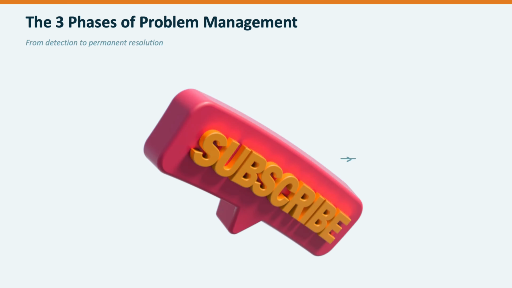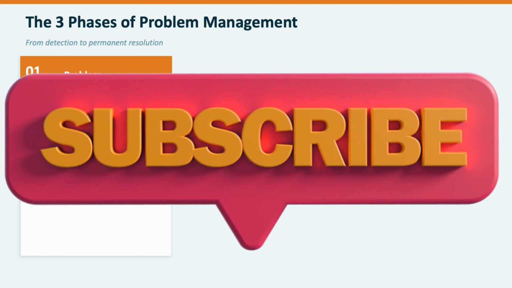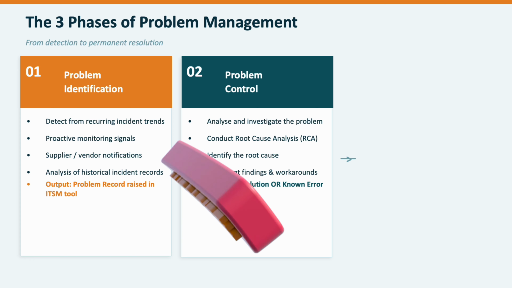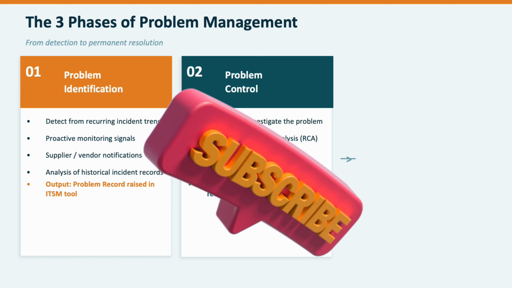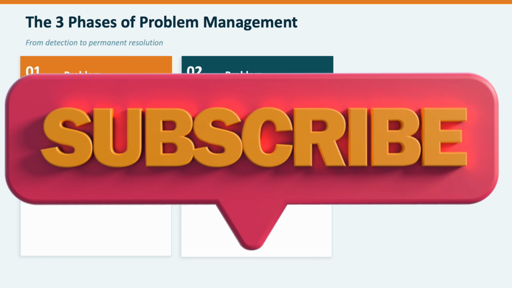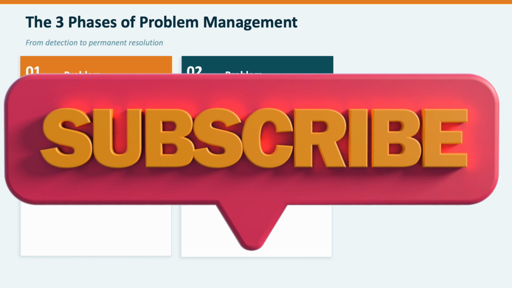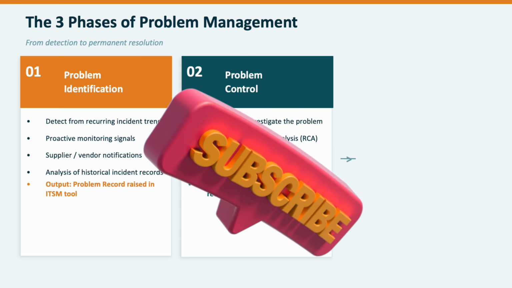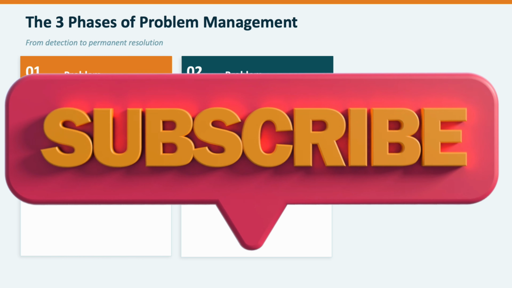So what is problem identification? How are you going to identify the problem? Detect from recurring incidents, trends, proactive monitoring signals, supplier or vendor notification. So there are plenty of things you can use to identify a problem. Suppose you are getting a similar kind of incident in your office or your environment.